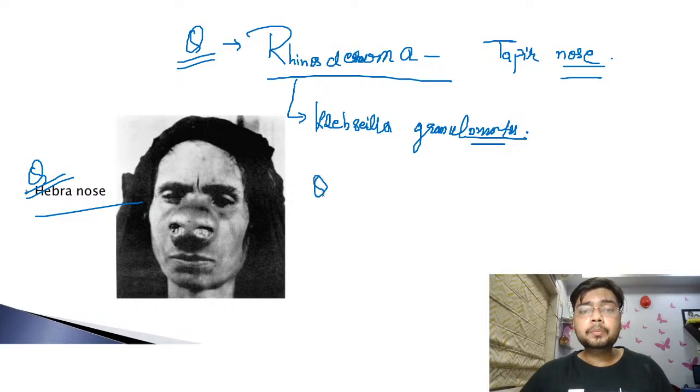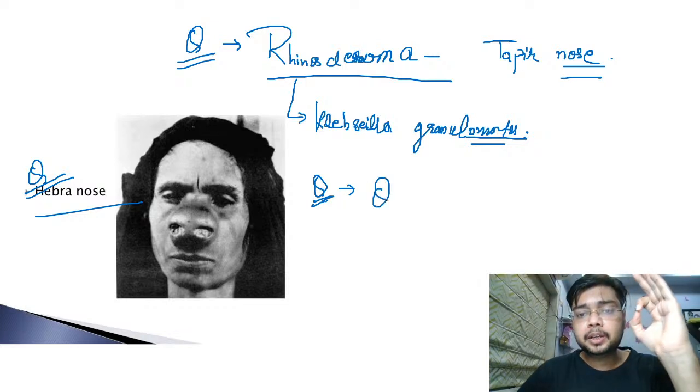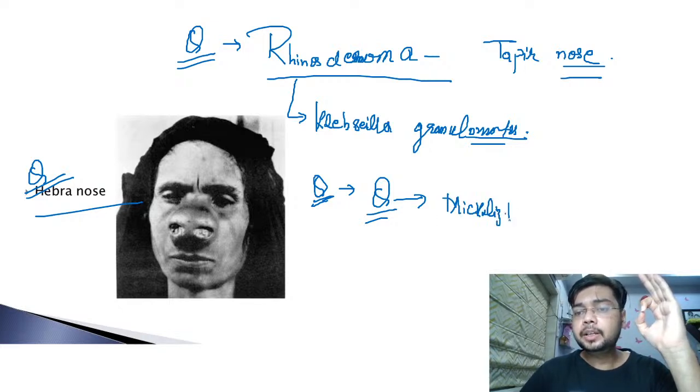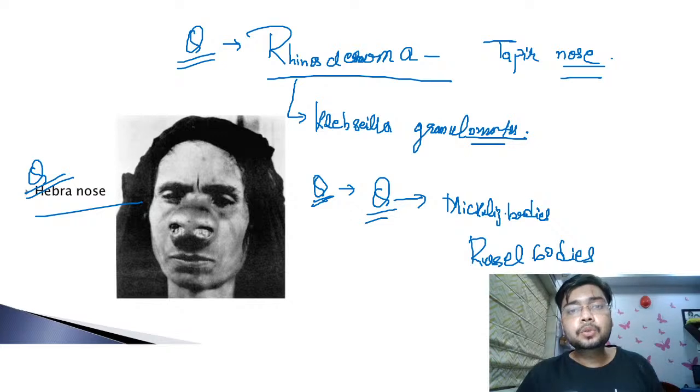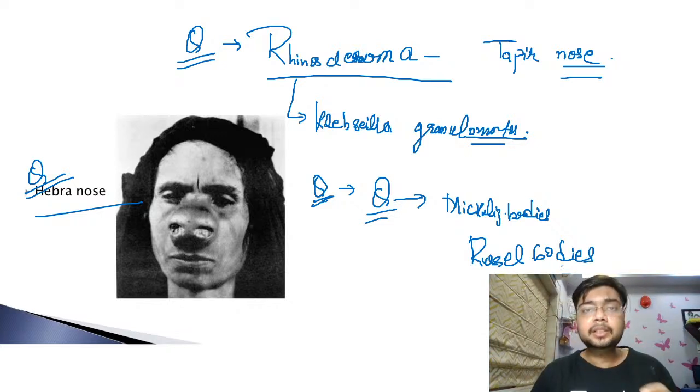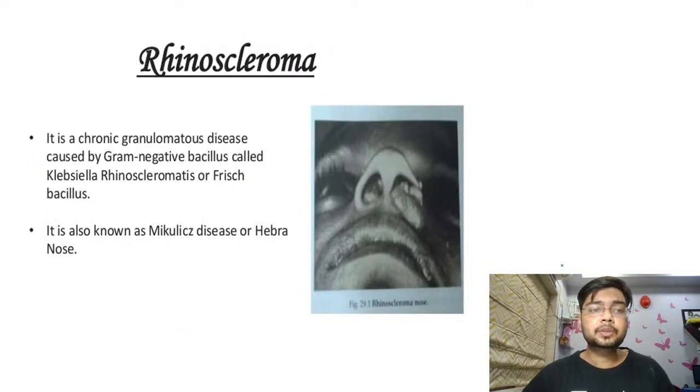And one more important thing about this rhinoscleroma is about a pathological body. Can you name that body that is important here with regard to rhinoscleroma? So yes, these are Mikulicz body and Russell bodies. Both of them are seen in stage 2 of rhinoscleroma, that means in the stage of granuloma formation.